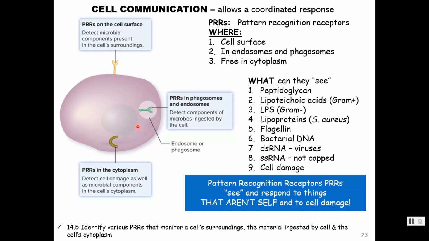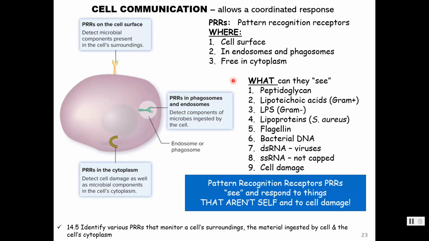And then there are also other classes of pattern recognition receptors that are completely intracellular, like RIGs and NODs. We'll look at them in a second. They would detect cell damage as well as microbial components in the cell cytoplasm, so viruses or bacteria that are capable of living in the cytoplasm.